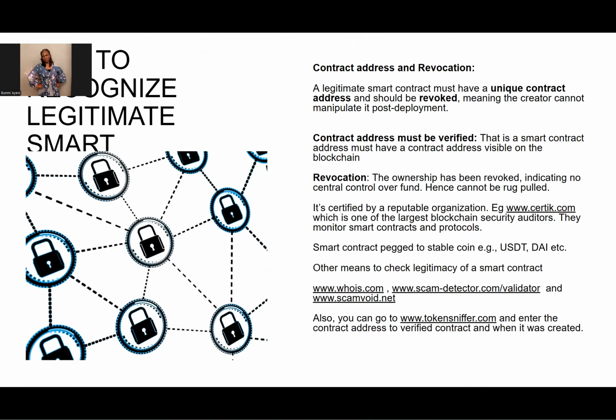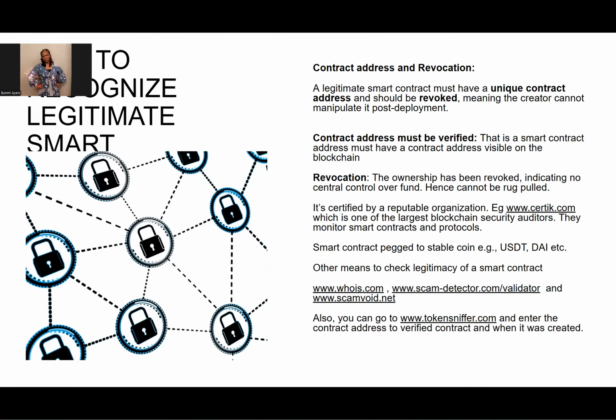Okay, you have to make sure that it's audited by a reputable organization, for example, Certik.com. You can go there. It's one of the largest blockchain security auditors. They monitor smart contracts and protocols. So if you get into a smart contract and they tell you that they've been certified by this company, you need to go there and check. That's one of the due diligence steps that you need to do.